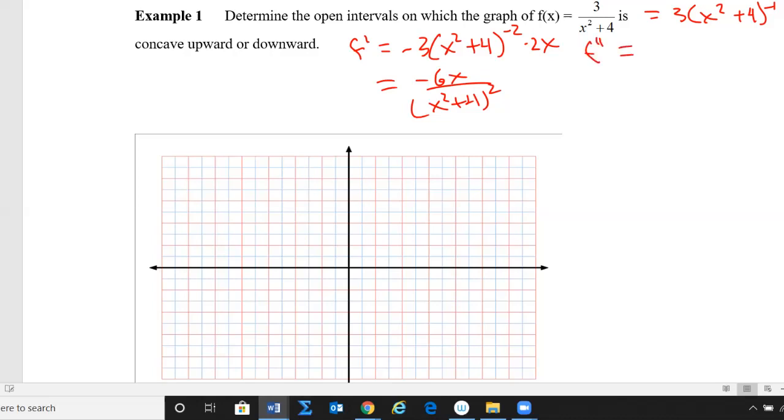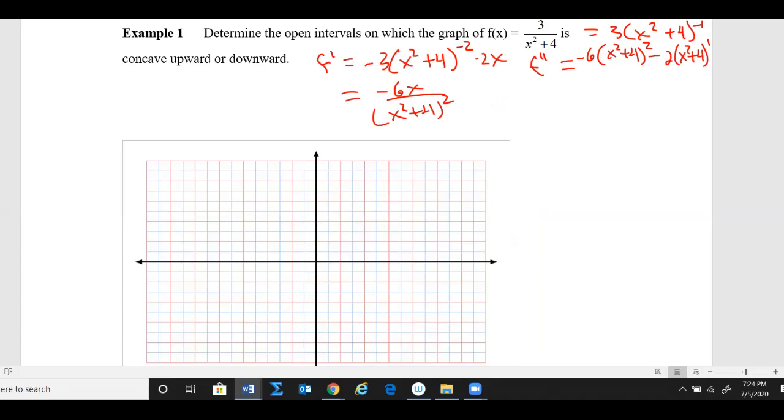So f double prime. Here I'm going to use the quotient rule. So I have a -6 times the denominator, minus the denominator's derivative, which is 2 times x squared plus 4 to the 1, and then times 2x, that's the derivative of the inside, and I also need the original numerator, which is -6x, and then all of that divided by the denominator squared. So it looks like this.